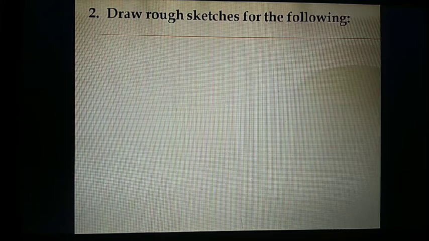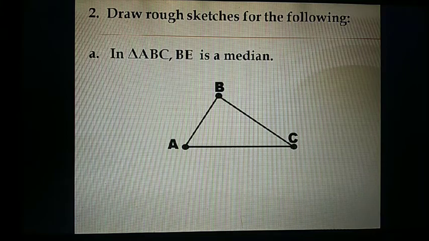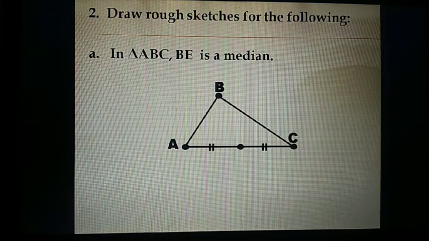Moving to question number 2. Draw rough sketches for the following. In triangle ABC, BE is a median. We will draw a triangle ABC such that B will be on the top, with AC as the base. It will be easy for you to draw the median then. Now, as you are supposed to draw the median from B, the opposite side is AC. First, find the midpoint of AC, join it to B and mark it as E.